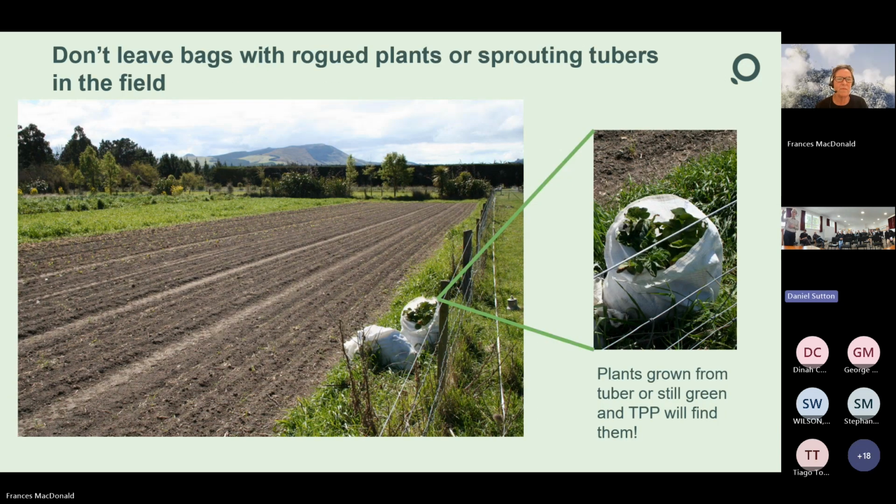This is what we found in one of the crops. It was an organic grower, and they had rogued some tubers or plants earlier on in the season, and they put them in a bag next to the paddock, and then it started growing plants again, and they were just chock-full of psyllids and very likely Liberibacter as well. So that was an amazing source for the next crop that was going to go in. Next one.